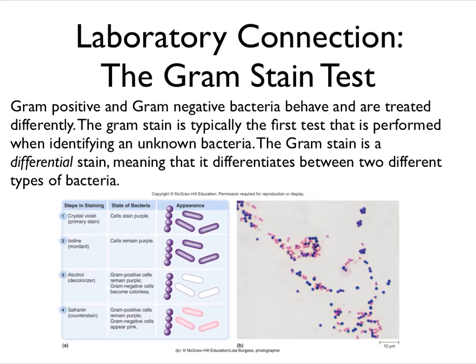And here you can see some cells that have been gram stained. You can see these circular cells that are purple. Those look like they might be a type of strep bacteria. They're definitely gram positive. And you can see these short rods, probably E. coli, that are pink.